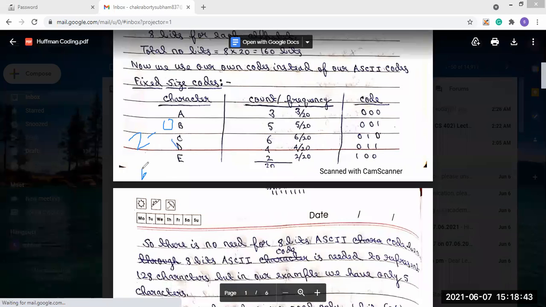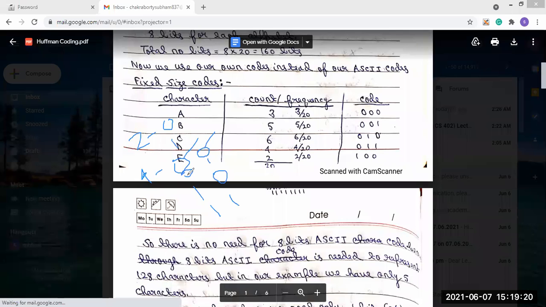Same as that, if we have 4 characters, then what do we use? 00, 01, 10, and 11. So that means 4 characters can be represented, and how many bits are used? Only 2 bits. You see, using only 2 bits, we are able to represent 4 characters.